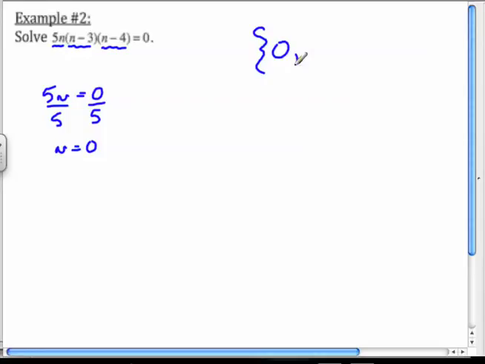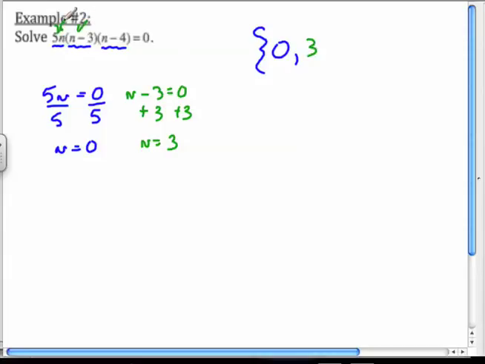All right, so the next one says n minus 3. Let's set it equal to 0. So what does n need to be to make it 0? n needs to be 3. Okay, so now we've done this one and we've done this one. Let me put a check on this.